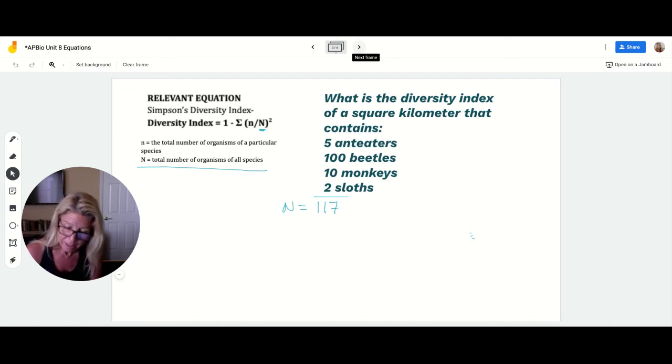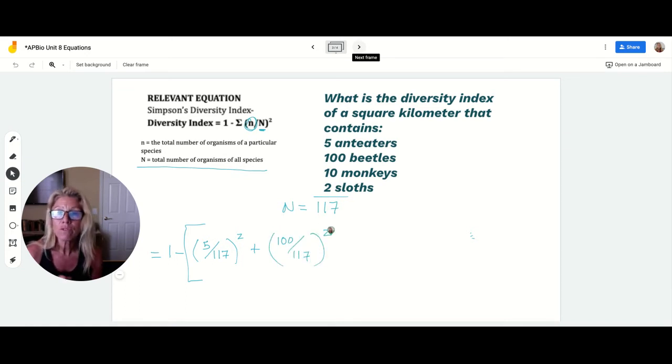I'm going to start with the anteaters. So the diversity index equals 1 minus the sum of, and I'm going to do each one of them. I have 5 anteaters, so that's this little n right here. I have 5 anteaters over a total of 117 total species, and I'm going to square that. And then I'm going to add that up, and I'm going to do all of this together. I'm going to have 100 beetles over a total of 117 total species. And I will do that for each one of those.